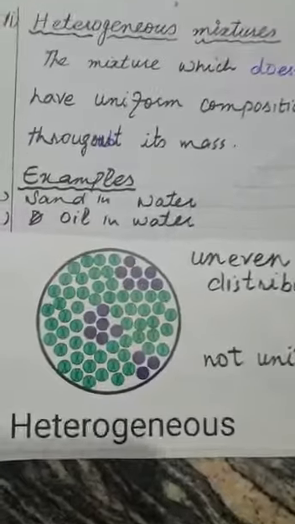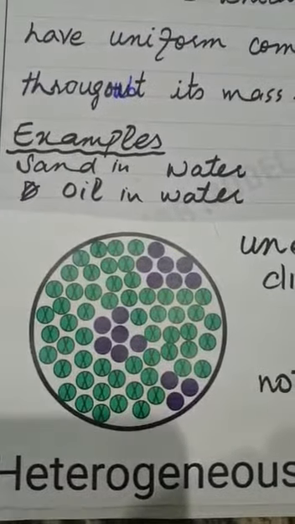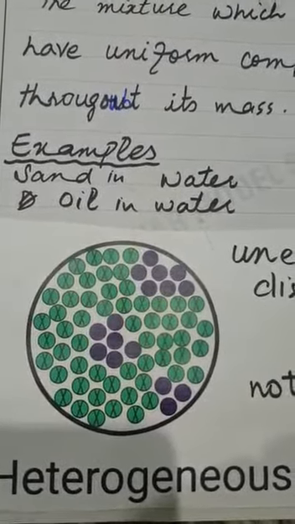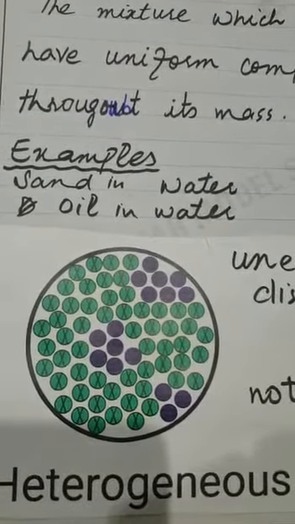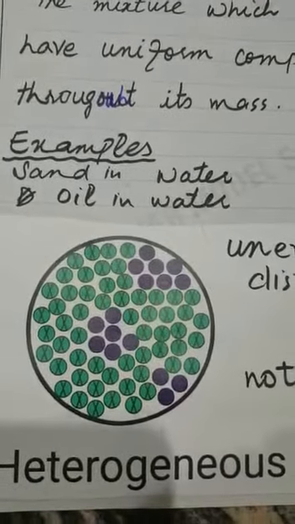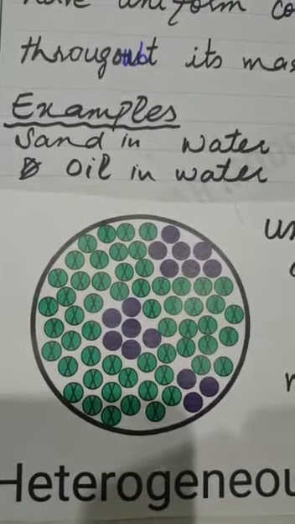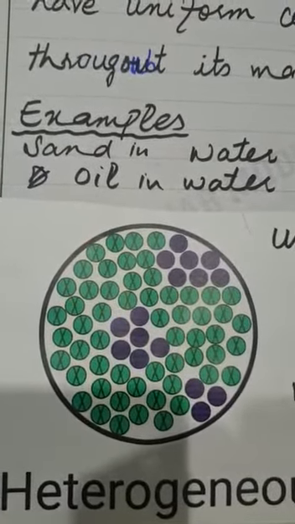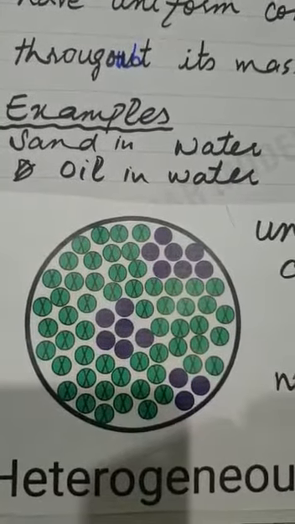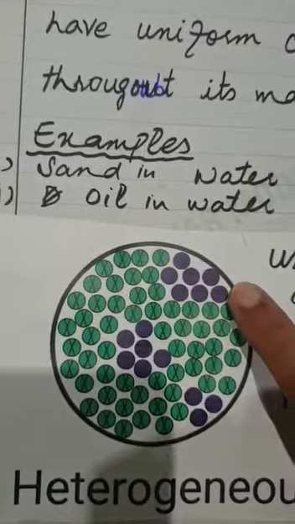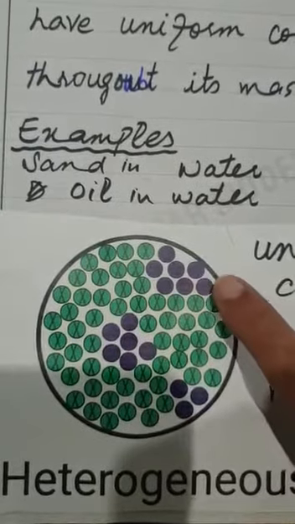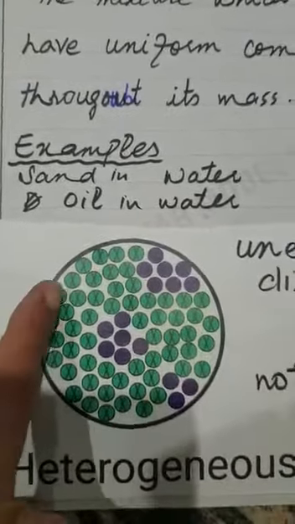This picture indicates that there is no equal distribution of the components with one another. The purple color at one side of the picture indicates that there is no equal distribution of the particles with one another. At one side you will notice that the purple particles are at a higher concentration than on the other side.